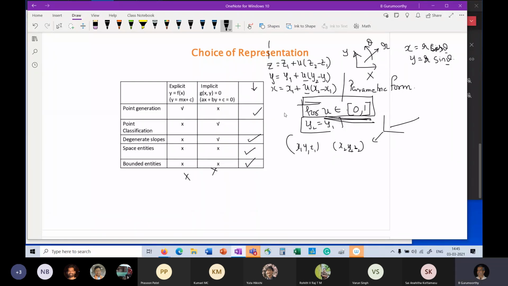Now we come to the last one, which is missing here, which is point classification. So what was the question in point classification? The question was that you are given an entity and a point, and you have to tell whether this point is on the entity or not on the entity. So how does this representation do here? What do you think?